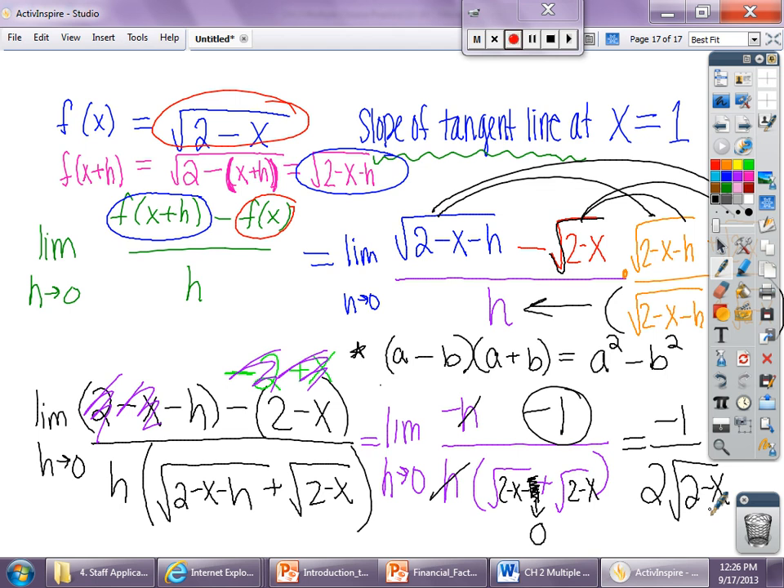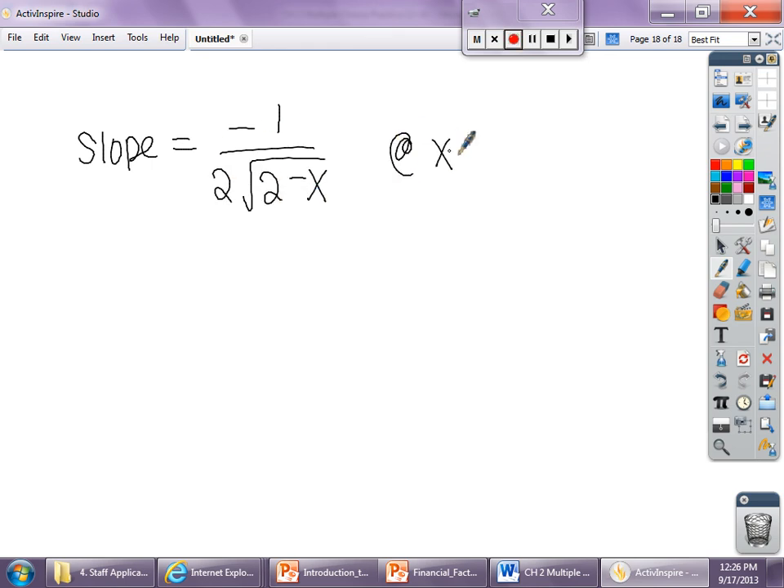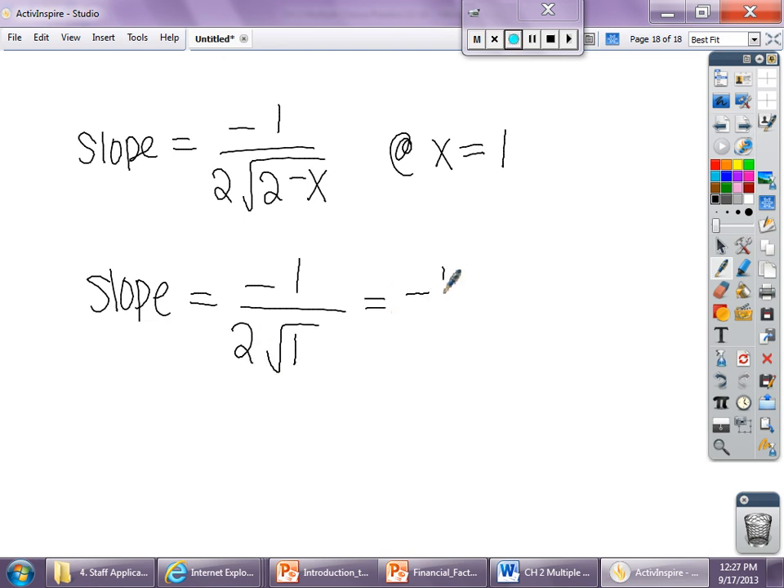What was my original question, though? I asked you where to find it. Where? When x equals 1. So how do I find the slope when x equals 1? The slope was equal to negative 1 over 2 square root of 2 minus x at x equal to 1? Negative 1? I can't remember. 1. Okay. So what's the slope then? It's equal to negative 1 over 2 root 1, which is negative 1/2.